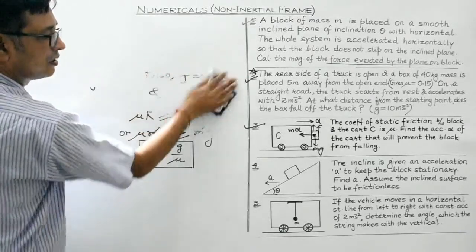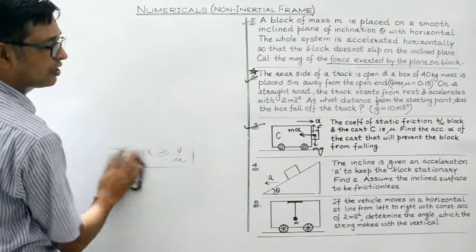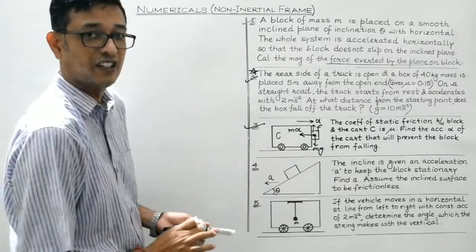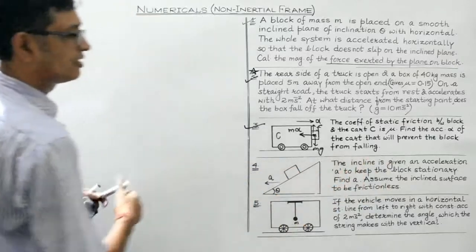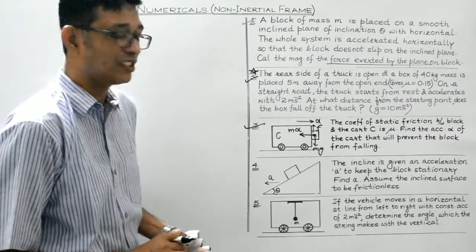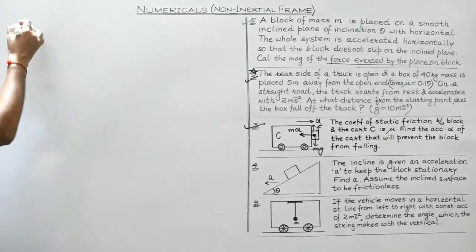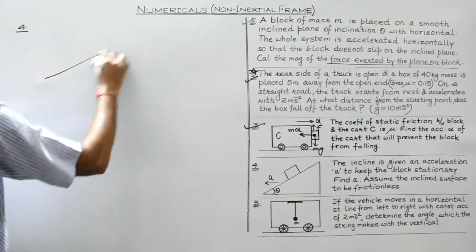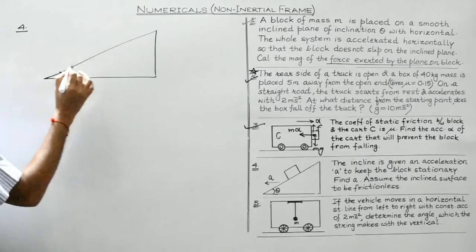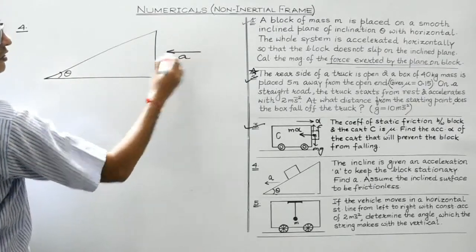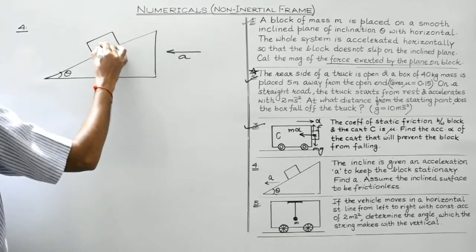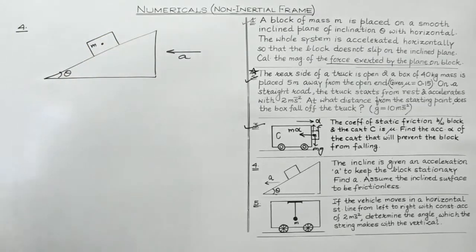Fourth question is, students, the incline is given an acceleration A. To keep the block stationary, this block is to be kept stationary. So the entire system is accelerated along this direction, right? Find the expression for A. Assume the inclined surface to be frictionless. Okay, this is it. This angle is given to be theta. The entire system is accelerated along this direction. And this is the block. Suppose its mass is m. It's not given, but let us assume its mass to be m.